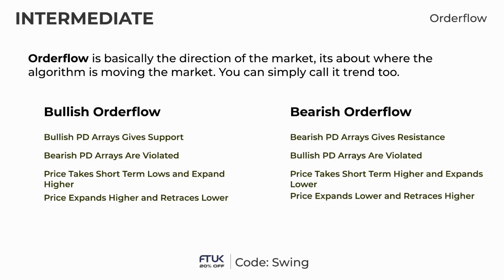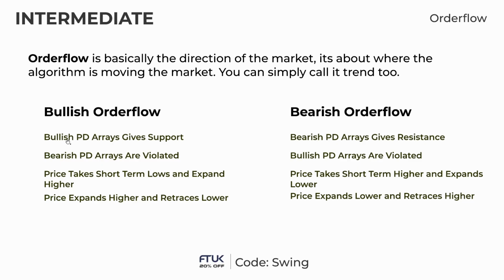So we are going to be discussing order flow first, and order flow is basically the trend or direction of the market. So whichever way the market is moving, we are going to say that way is its order flow. If the market is going to the upside, we're going to say the order flow is bullish, and vice versa. Now, there are a few ways to identify what order flow it currently is.